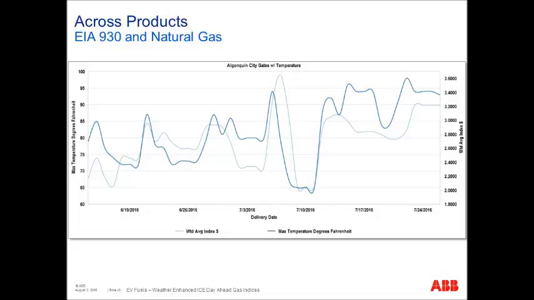I'm going to pick a region. I'm going to pick New England ISO. The reason is that I know New England has quite a bit of reliance on natural gas when it comes to their generation of electricity. All right. So here's a look at the day-ahead ICE gas price for the Algonquin City Gates, which is right outside of Boston, versus the max temperature in degrees Fahrenheit. You can see that the weighted average index, the price of natural gas, is incredibly responsive to the temperature in Fahrenheit. That's kind of as you would expect.